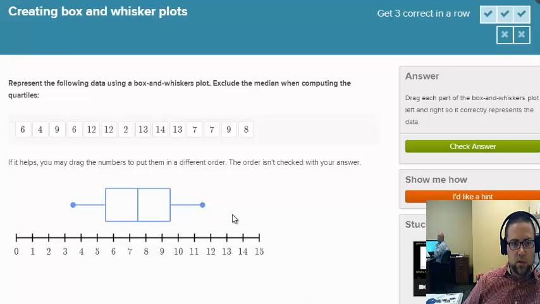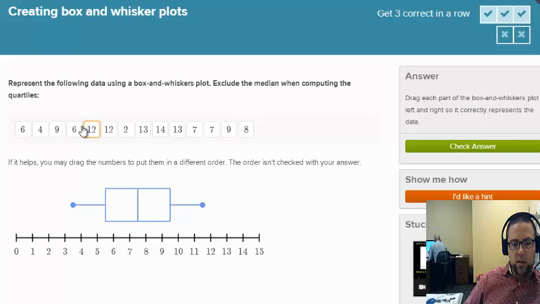Okay, in this video we're going to talk about creating box and whisker plots. Box and whisker plots look like this. They have a box and they have something that looks kind of like whiskers, just like a cat. What you do is you're going to organize this data that you're given.